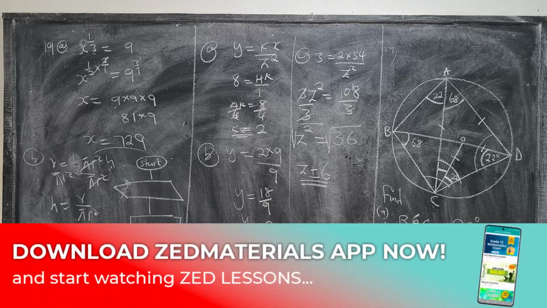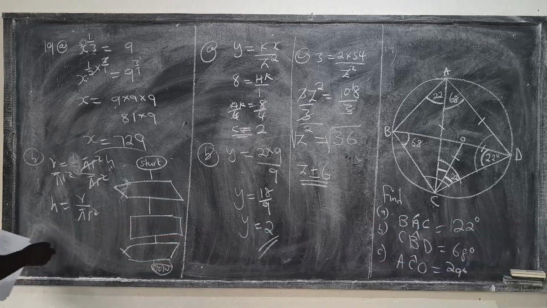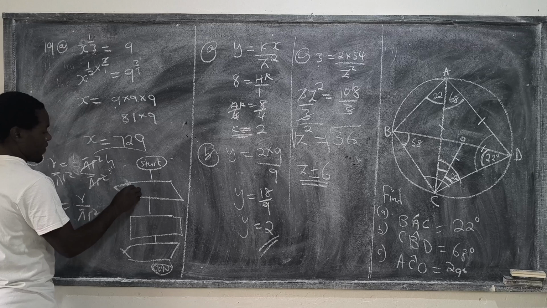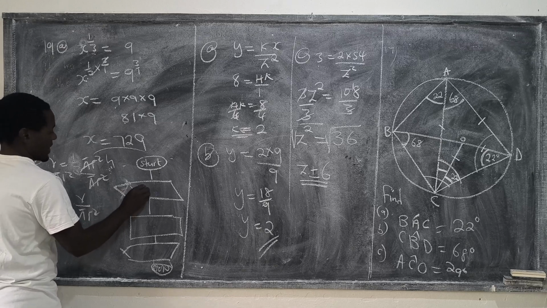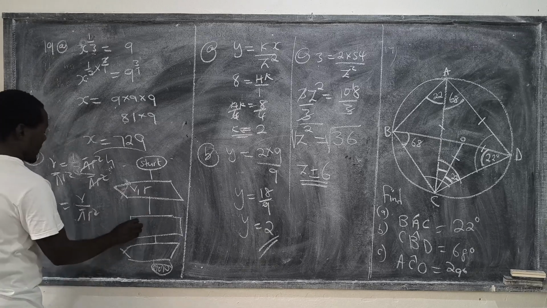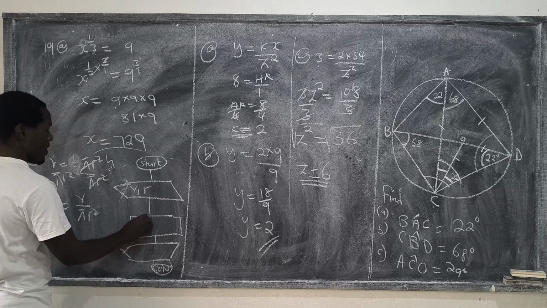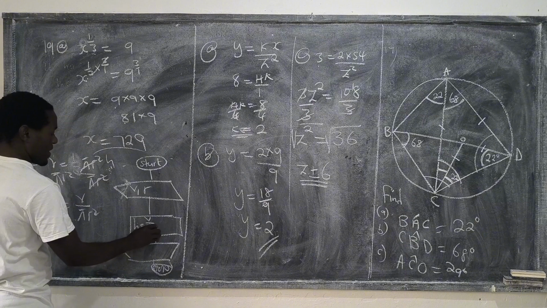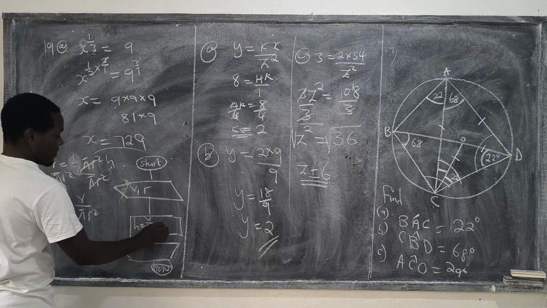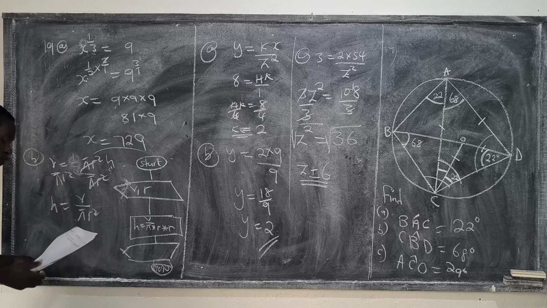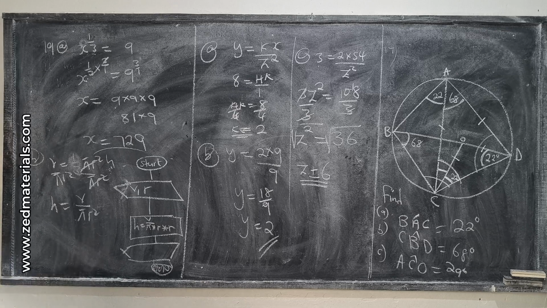Okay, that's what we explained on the Z material app. So here you are going to say enter volume, radius. Enter V, R. From there, what are you calculating here? So you say height is equal to volume over pi multiplied by radius multiplied by radius. That's it. You have your 2 marks there. Okay, we move on to question number 20.